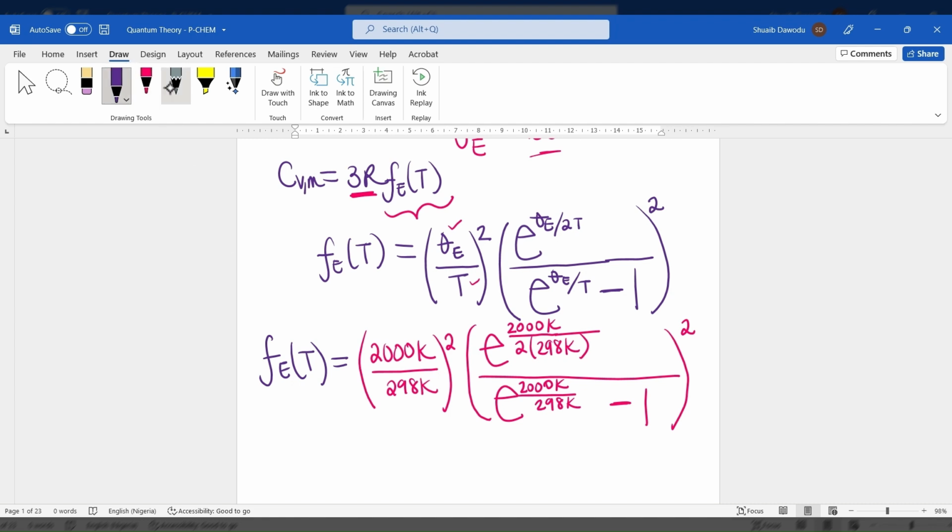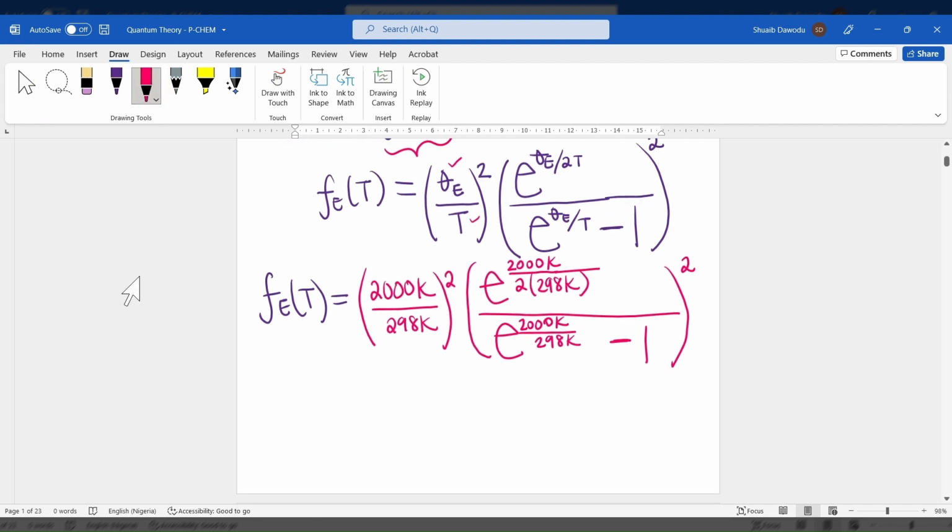F sub E of t is going to equal... you're going to cancel out the Kelvin here and then cancel out this one here. When you do this question, we can actually do fractions or you can do decimals, just for the purpose of us using our calculator and not wasting time. I'm just going to put in my calculator 2000 divided by 298 Kelvin.